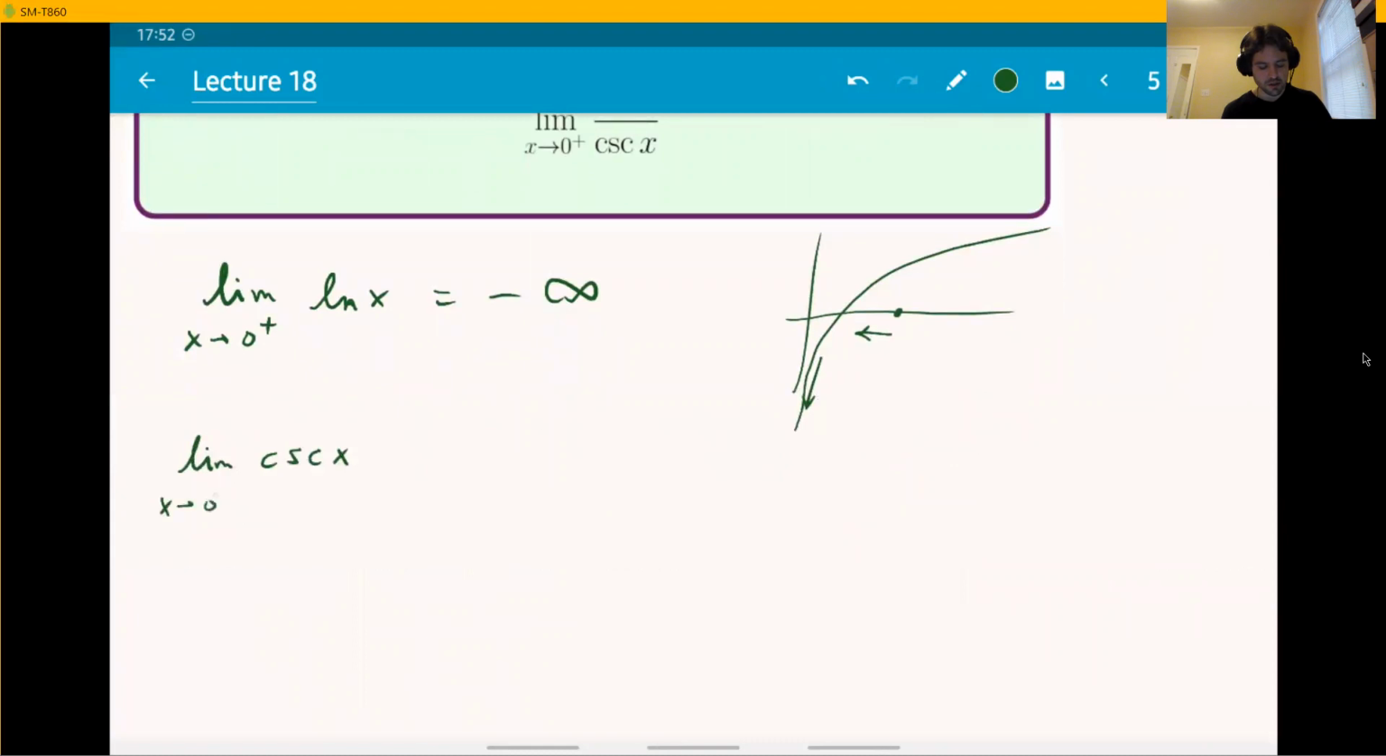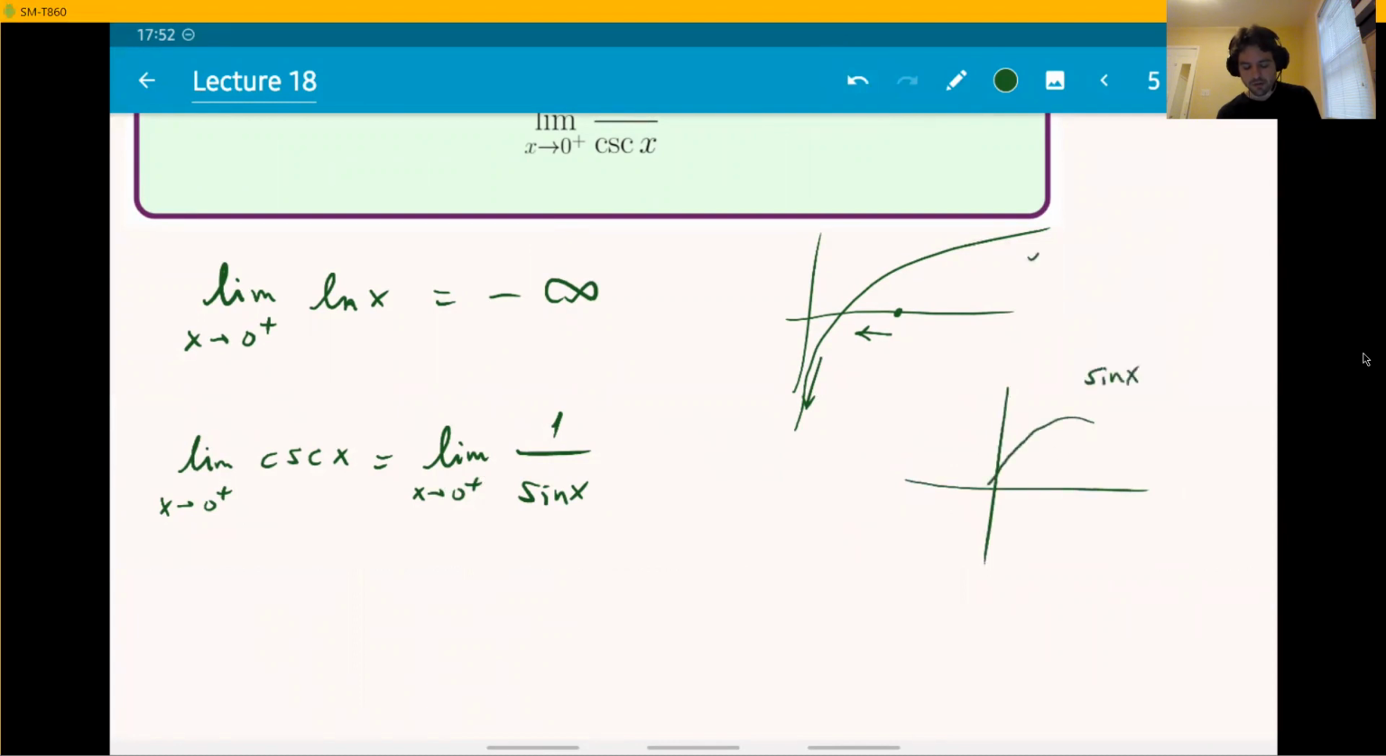So I'm just checking that L'Hopital can be applied. Well, cosecant is the same thing as 1 over sine. If x is going to 0 from the right, sine is going to 0, but also from positive numbers. This is sine x. Let me do a better job drawing this graph. It goes to 0, but using positive numbers. So this limit right here is 1 over 0 with a positive sign, and that's plus infinity.